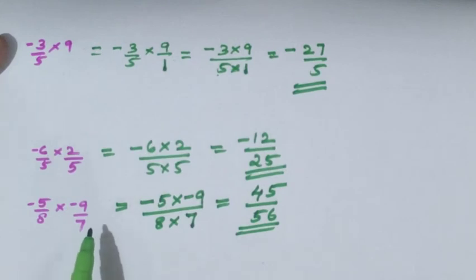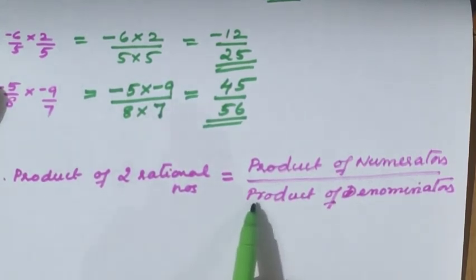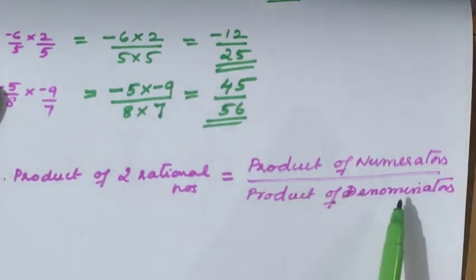Since I am teaching this theory only, so what is the rule? Multiplication of two rational numbers means product of the numerators divided by product of the denominators. So what we learned here, the product of two rational numbers is equal to the product of the numerators by the product of the denominators.